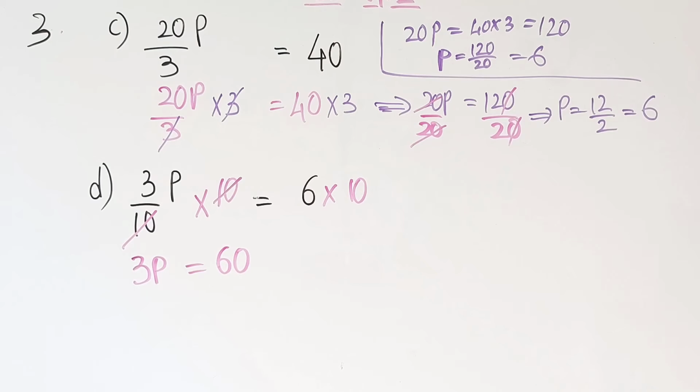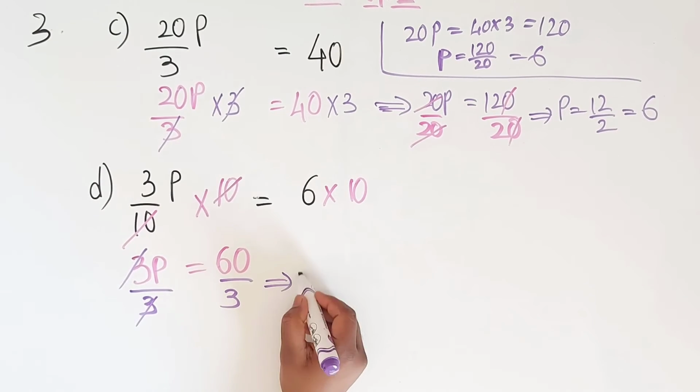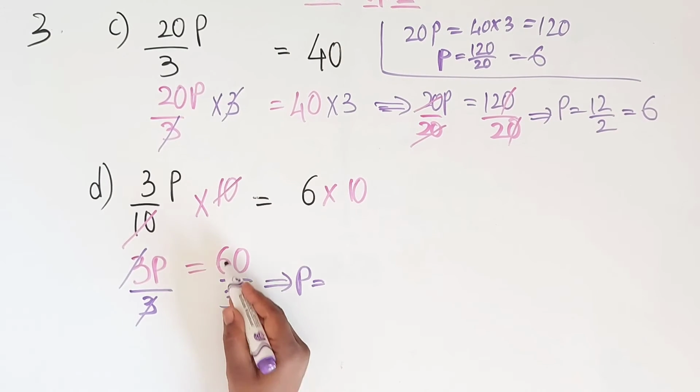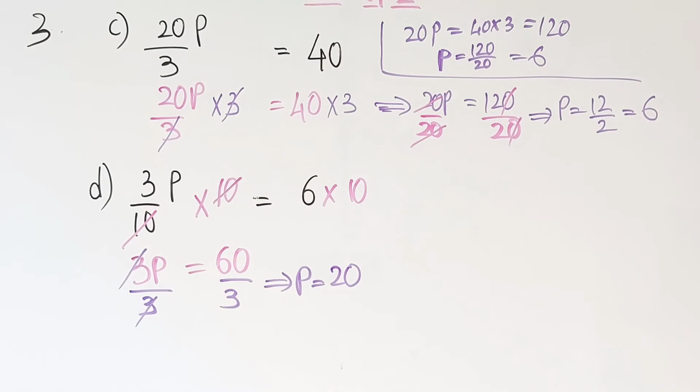Now we want only p, right? Here 3 is multiplying p. So we have to divide on both the sides. Therefore we can separate the variable, children. Now divide with 3 on both the sides. 3 will get cancelled. Therefore p equal to 60 by 3. 3 twos are 6, 3 zeros are 0. That means 20. p equal to 20.